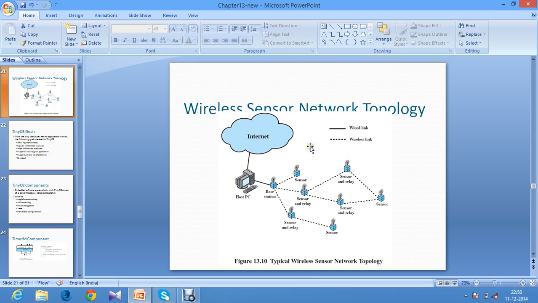This is the wireless sensor network topology. The dark line shows the wired link and the dotted line gives the wireless link. TinyOS was developed primarily for use with networks of small wireless sensors. A number of trends have enabled the development of extremely compact low-power sensors. The low cost, small size, low power consumption wireless sensors can be used in a host of applications. This figure shows the typical configuration of a wireless sensor network topology.